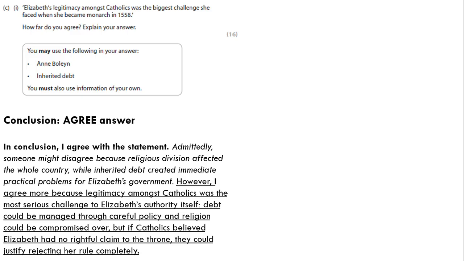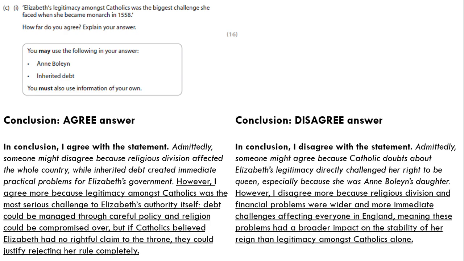I agree more, because legitimacy amongst Catholics was the most serious challenge to Elizabeth's authority itself. Debt could be managed through careful policy, and religion could be compromised over. But if Catholics believed that Elizabeth had no rightful claim to the throne, they could justify rejecting her rule completely. So legitimacy is more important because she can't manage the problem. She can manage religion, she can manage financial problems, she can't manage legitimacy.